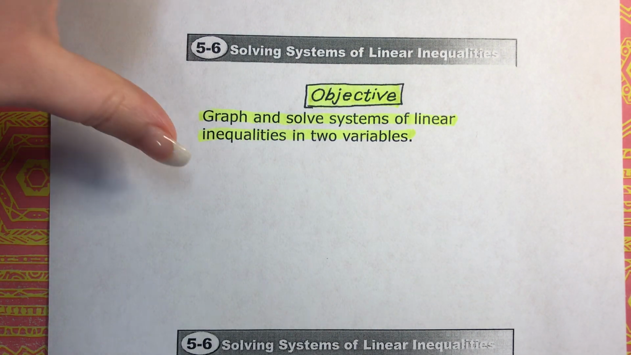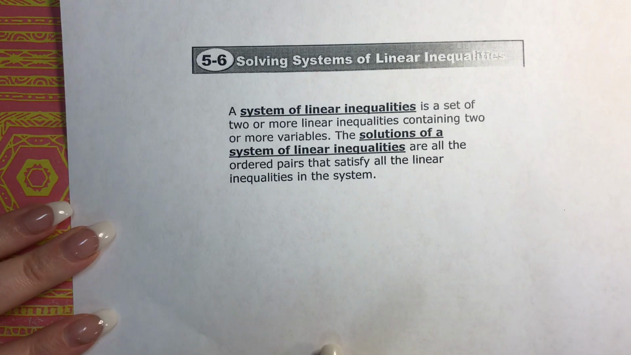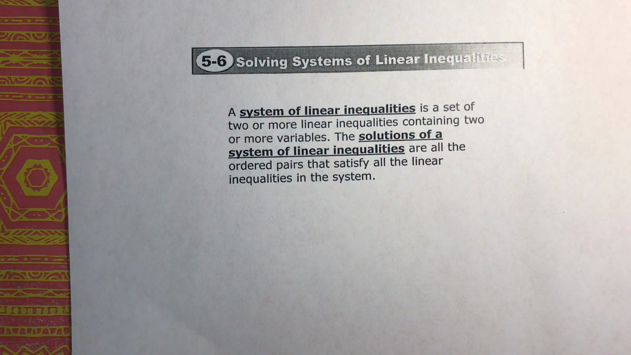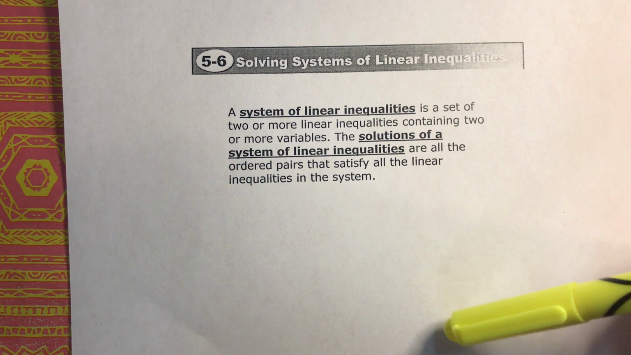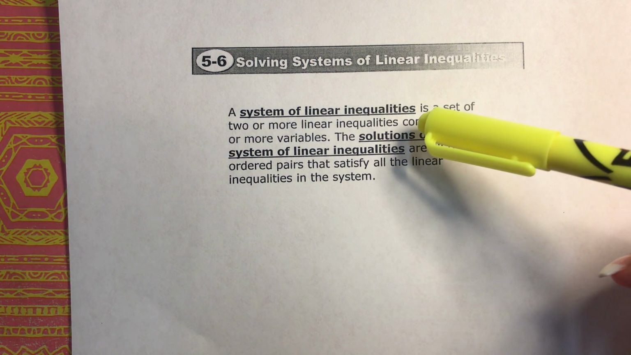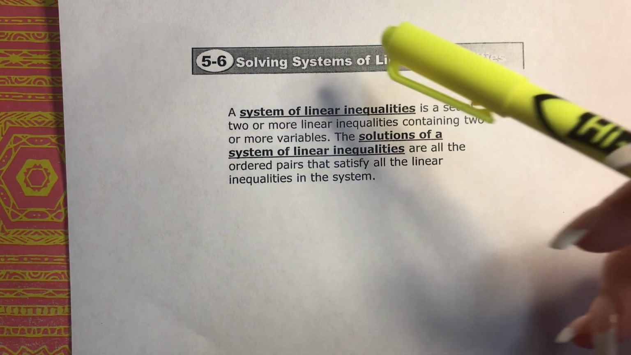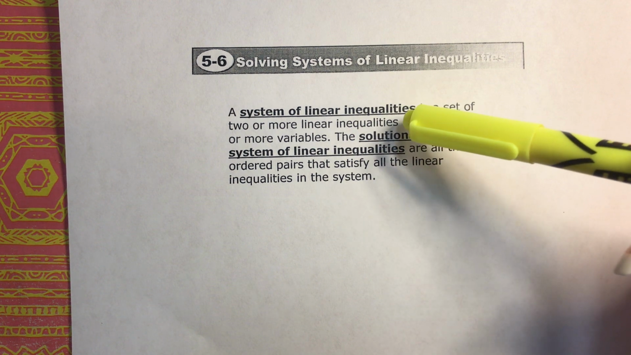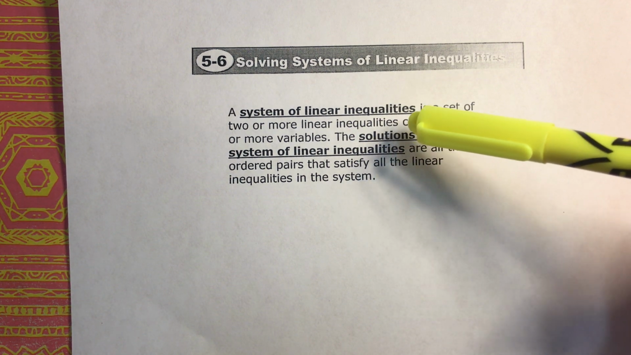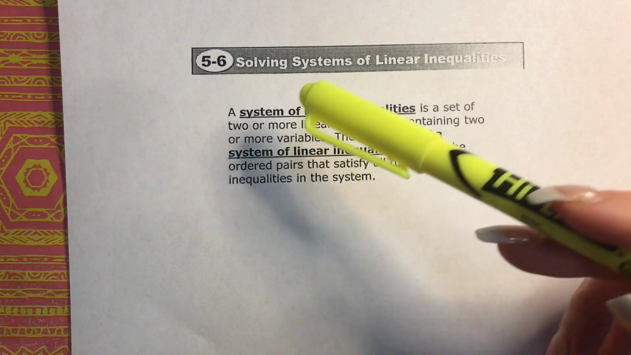So first we're going to start with just a little bit of vocabulary. A system of linear inequalities. So far in this chapter, we have talked about systems of linear equations, and we've also talked about, in the last lesson, inequalities. So now we're going to put the two together, right? Like in last section, we were just talking about one linear inequality. Now we're going to do a system, which means we're going to be doing two.